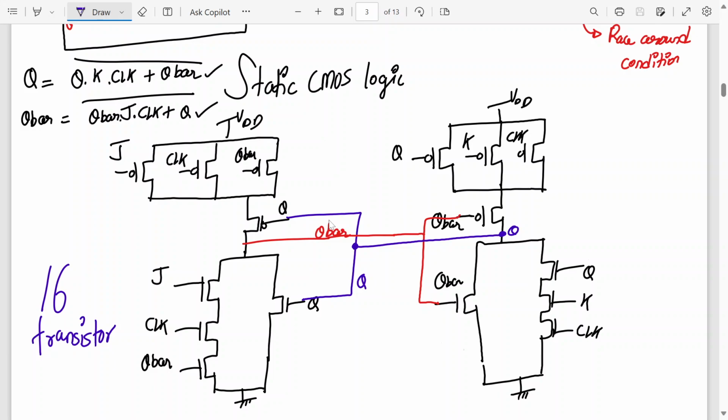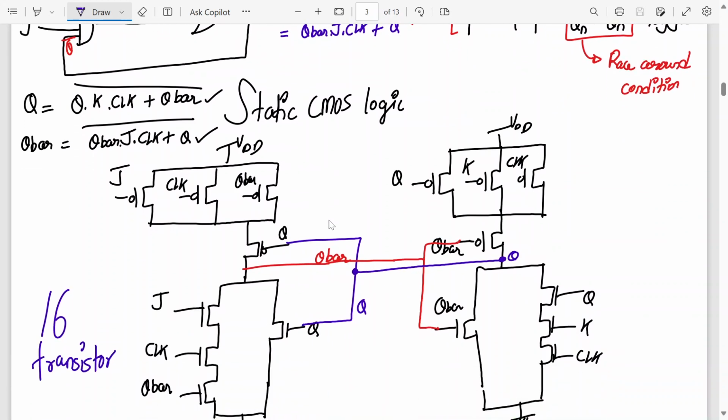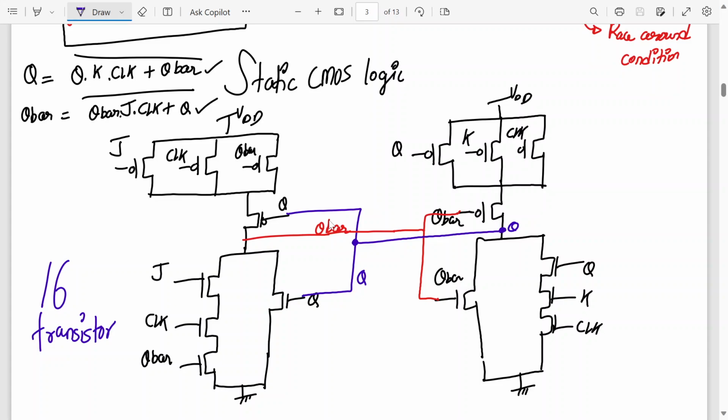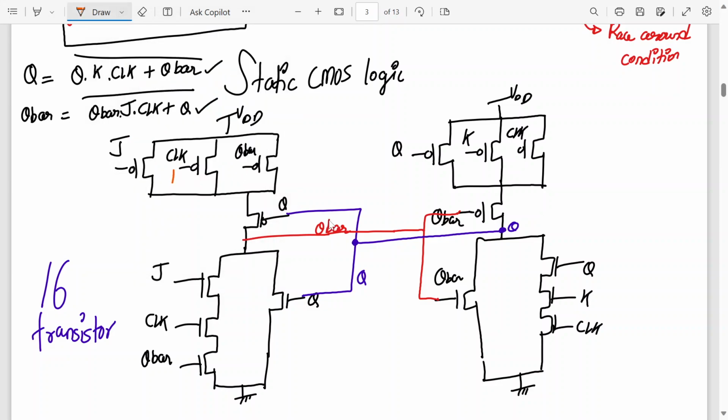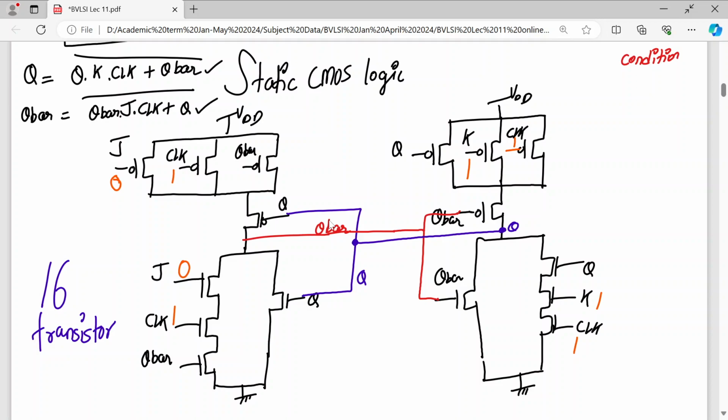Alright, can we check it's working first? Everyone? Yes, sir. Okay, let us check two states. Let us check the first state with clock as 1. Which color should I use? One bright color. Yeah, this clock is 1, so everywhere there is 1. Clock is 1. Okay, and J and K, the reset condition. So J is 0, K is 1. Now tell me, what should be Q and Q bar?